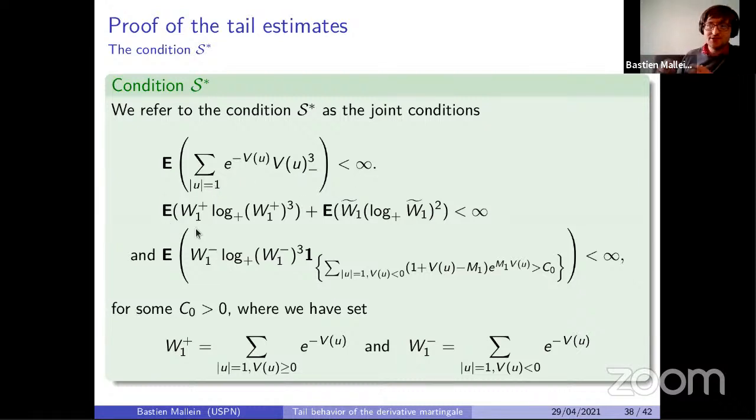We have a condition on the expectation of two quantities that are related to W1. The expectation of W1 times log W1 cube has to be finite. And we have W1 tilde, the expectation of the log positive part of W1 tilde squared, that has to be finite as well.